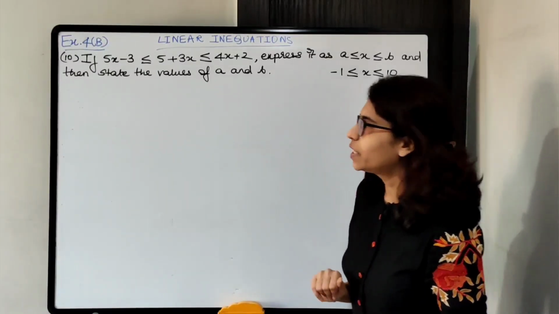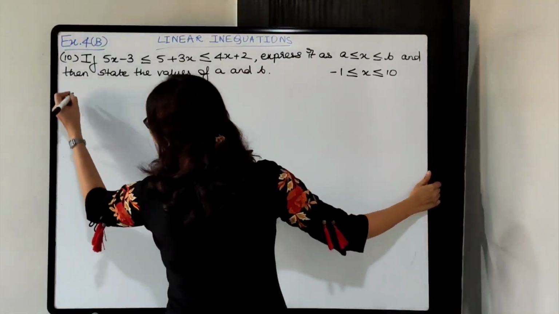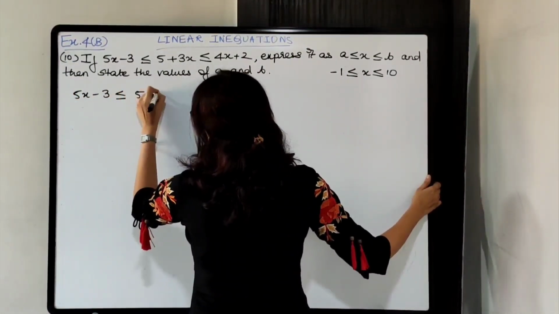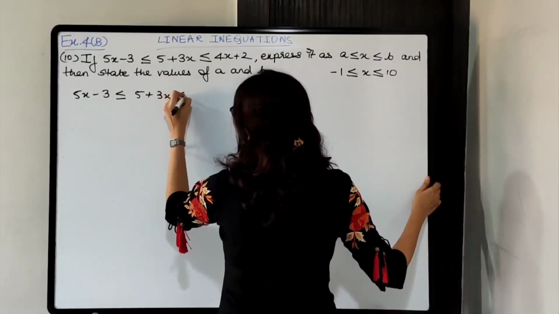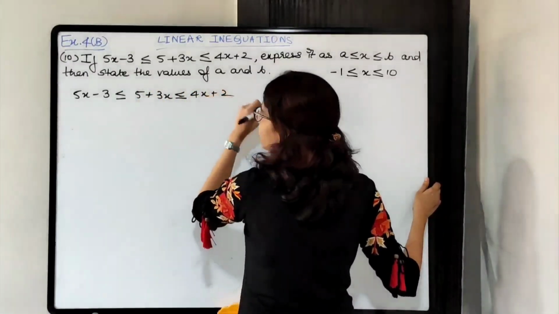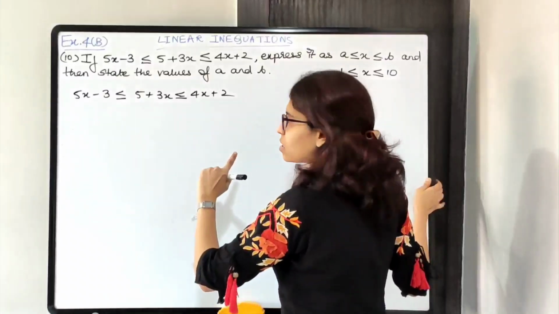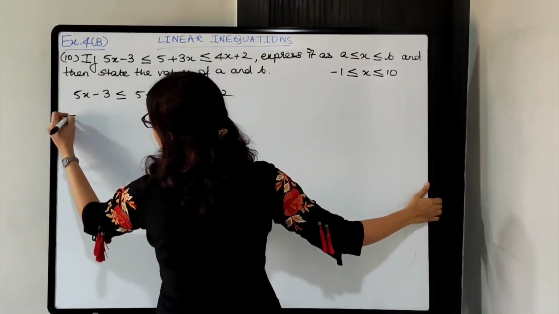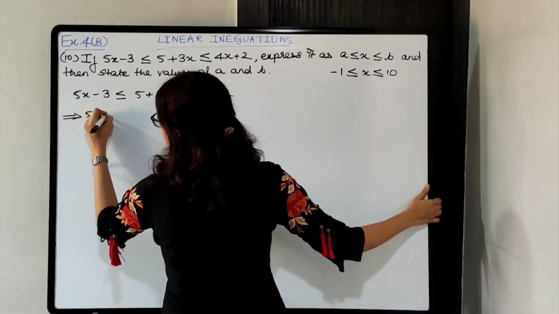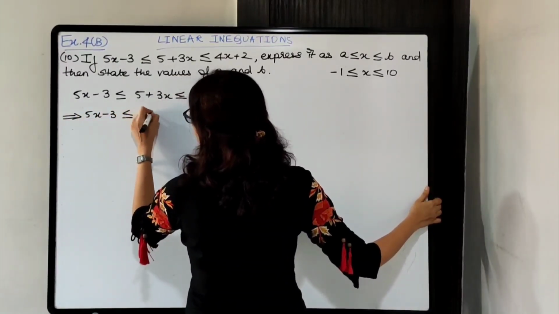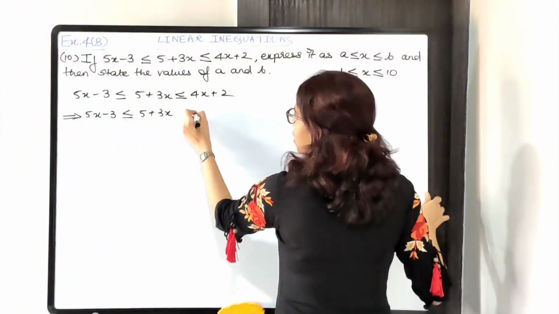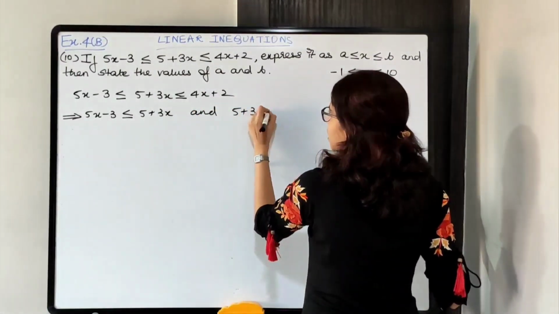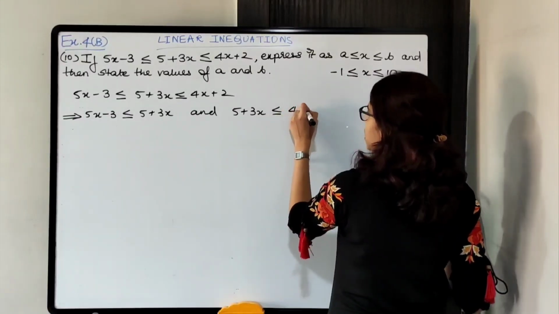So let's solve the inequation. 5x minus 3 is less than or equal to 5 plus 3x, which is less than or equal to 4x plus 2. What we will do? We'll break it into two parts. First this inequation, then this inequation. So 5x minus 3 is less than or equal to 5 plus 3x, and 5 plus 3x is less than or equal to 4x plus 2.